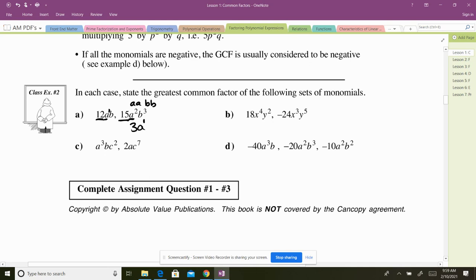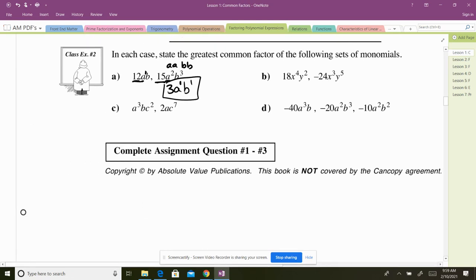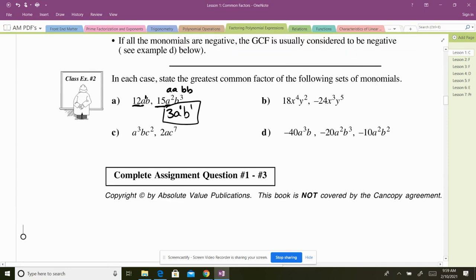When you look at the B's, what's the smallest exponent between B1 and B3? B1. So you're going to take out a B1. This is the greatest common factor for those two terms. Okay? For now, that's all we're doing. We'll do other stuff.